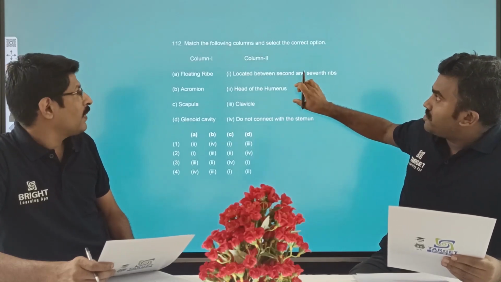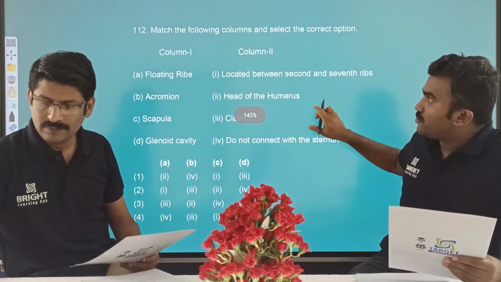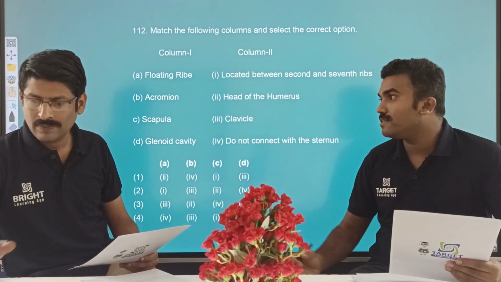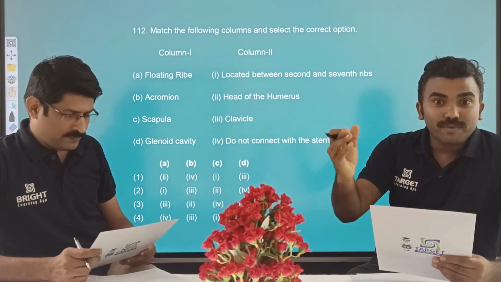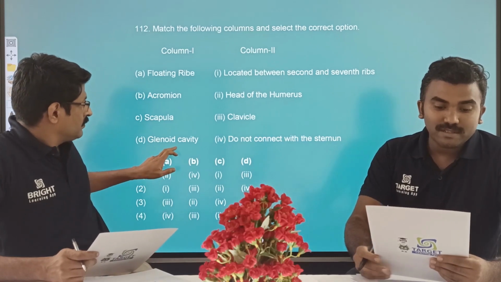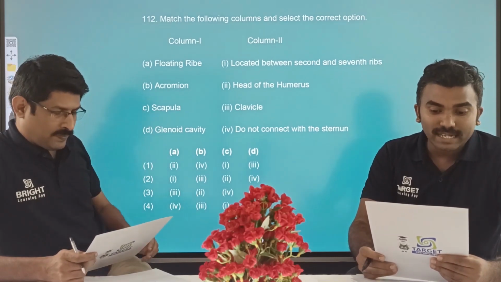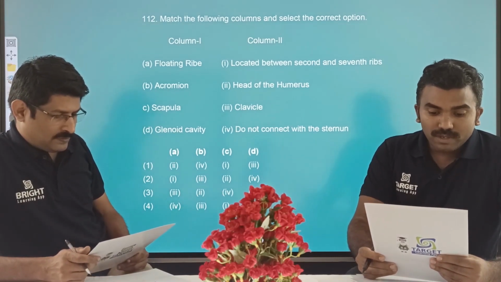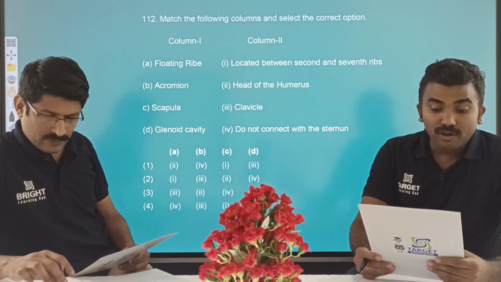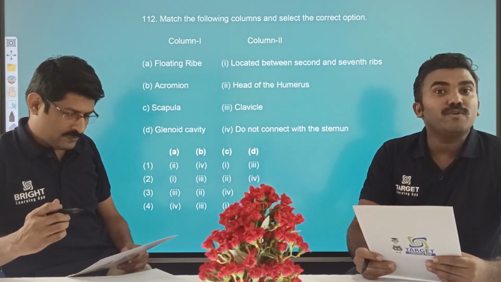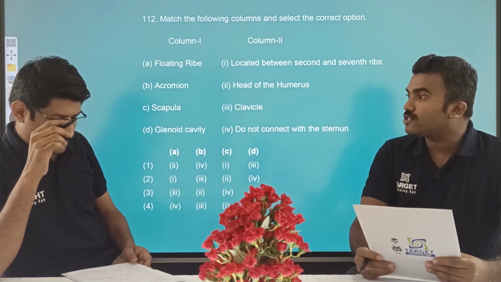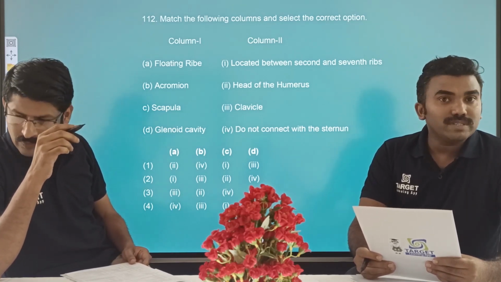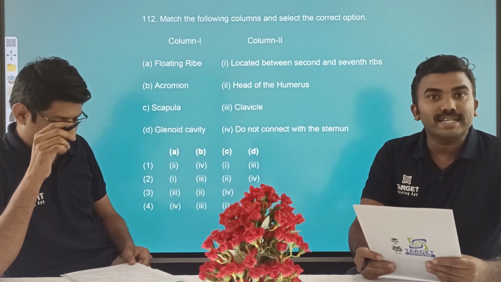Moving to the next question. Here it is a matching type question. This time, I think there are many matching type questions, about 15. The first is floating ribs. Match column 1, floating ribs, with the best option in column 2, that is, do not connect with the sternum. Floating ribs means the last two pairs, the 11th and 12th pair of ribs. They do not connect with the sternum, which is why they are termed floating ribs.